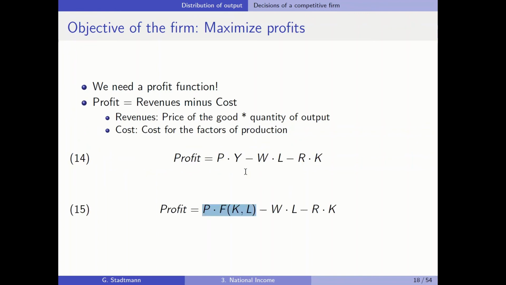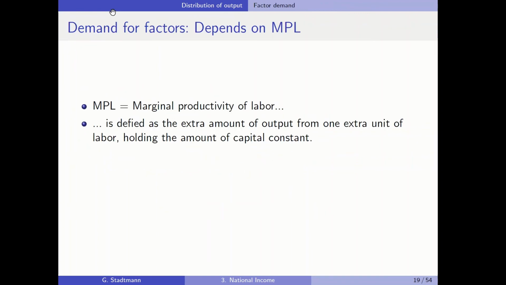So let's have a look at the demand for factors, and we are assuming that the demand for the factor labor depends on the marginal productivity of labor. MPL is an abbreviation for the marginal productivity of labor, and it is defined as the extra amount of output from one extra unit of labor holding the amount of capital constant.